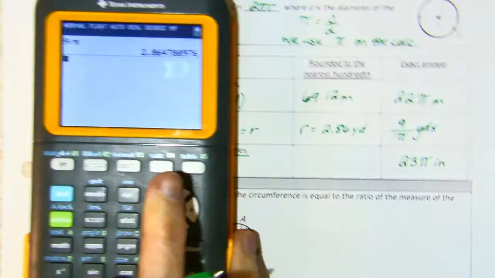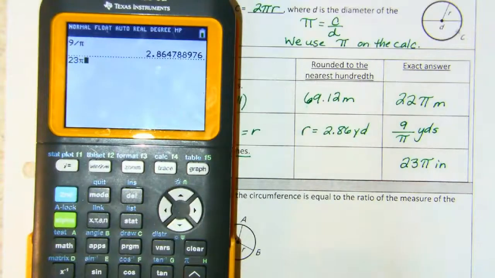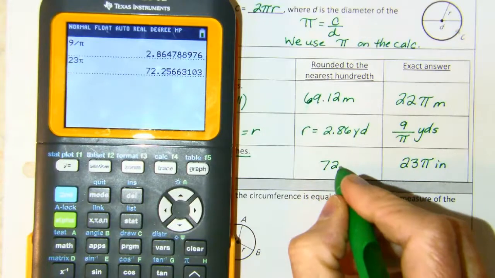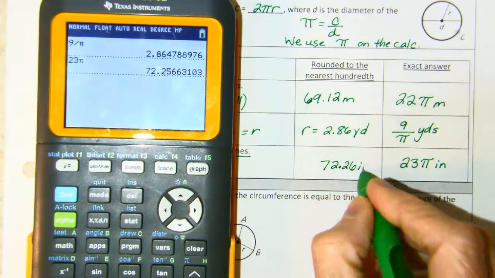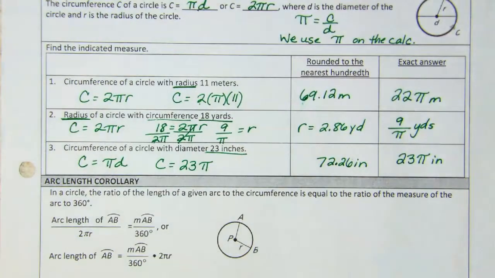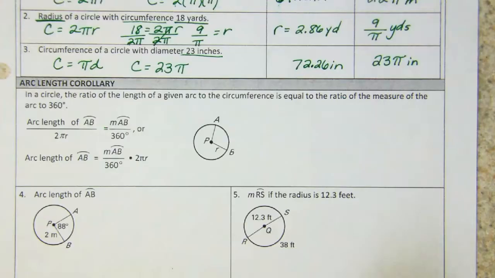And then on the calculator, 23 pi is going to be 72.26 inches. So, in my opinion, exact answers are easier to deal with. And remember, we're not doing square units, we're not doing cubic units, because circumference is how far around it is on the circle. Now we're going to look at the arc length corollary.